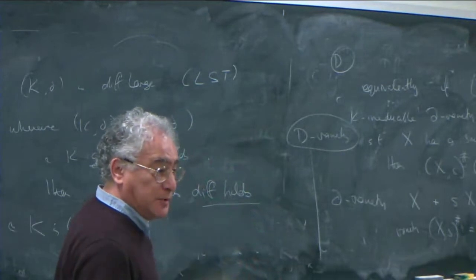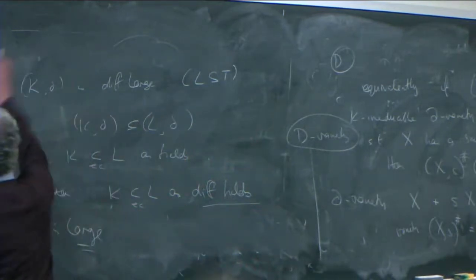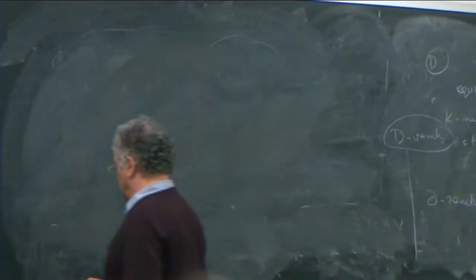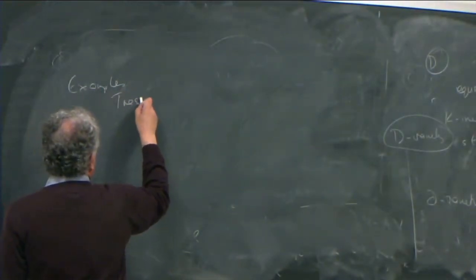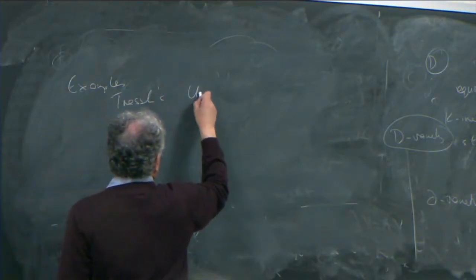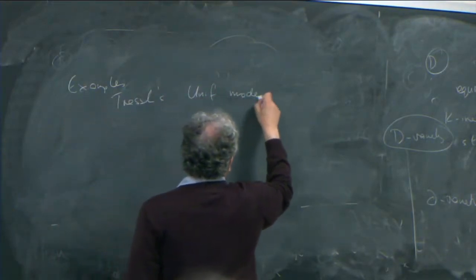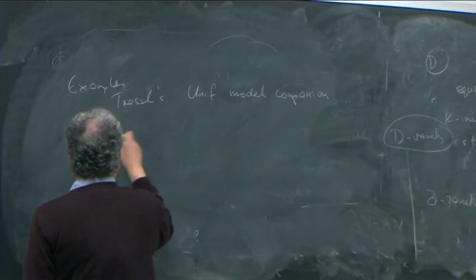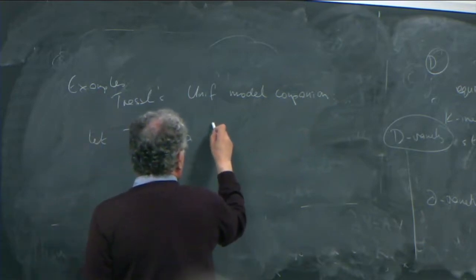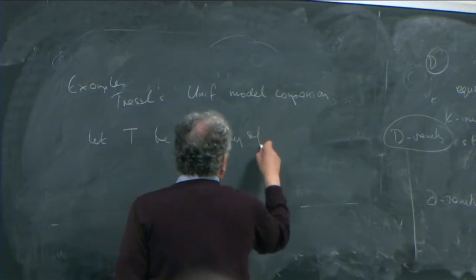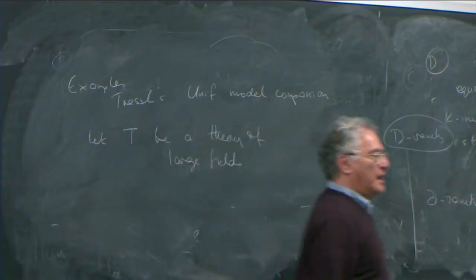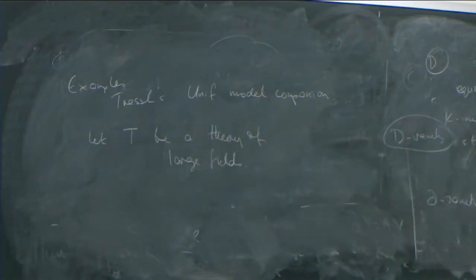Typically, now we can talk about examples. A typical example is Tressl's uniform model companion. So let T be a theory of large fields. In fact, largeness turns out to be a first order property.